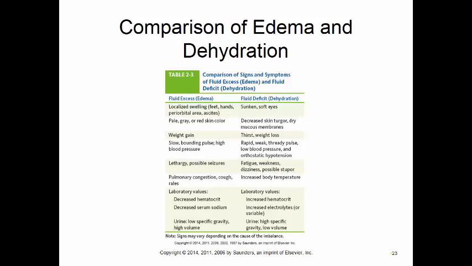With edema, we see the decreased hematocrit, and with dehydration, we see increased hematocrit. We see decreased sodium levels with edema, and with dehydration, electrolytes are really variable depending on the cause. And then the urine is low specific gravity, high volume with edema, so more urination, and then dehydration is going to have less urination, high specific gravity.